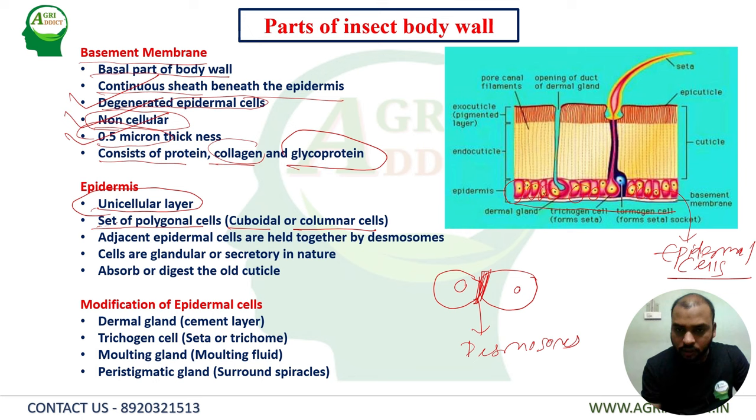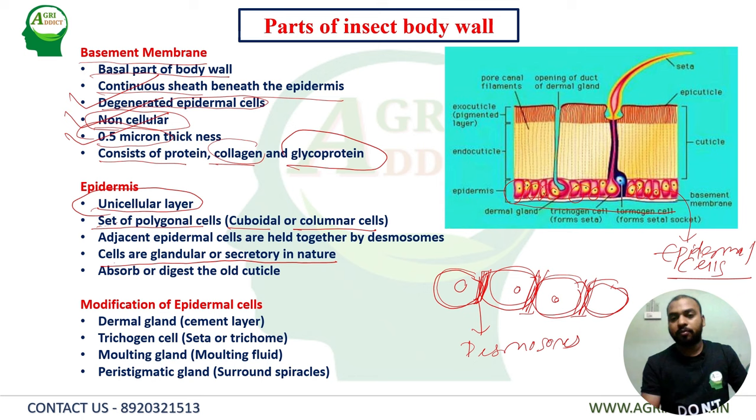Here are other epidermal cells too. So these are called desmosomes. This is the connecting tissue between these epidermal cells. Okay. And the cells are glandular or secretory in nature. Because you see here in this picture, one is the opening duct of the dermal gland. That means there is a canal-like structure through which some of the secretion of this epidermal cell will be released. So these epidermal cells are secretory in nature.